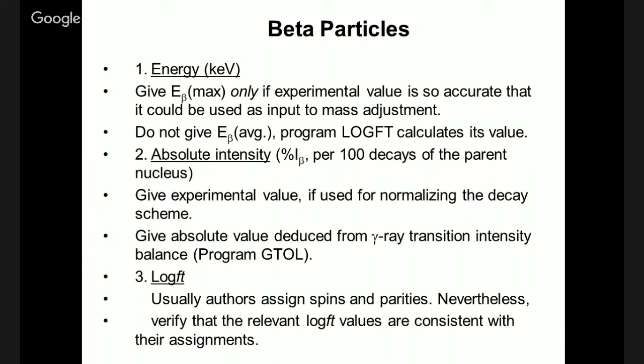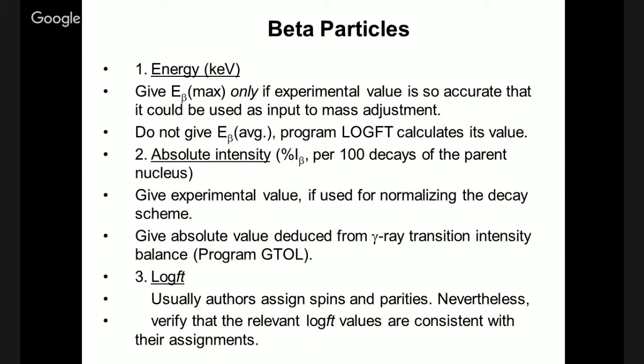Absolute intensities per 100 decays of the parent nucleus. We give that. We give the experimental value only if it was used for normalizing the decay scheme. We give absolute value deduced from gamma ray transition intensity. That's what we do. There is a program, GTOL, gamma to level, written in Oak Ridge 100 years ago, or something like that. But still good, very good. And that calculates the transition intensity balances level by level. And those are equivalent to the gammas, the betas.